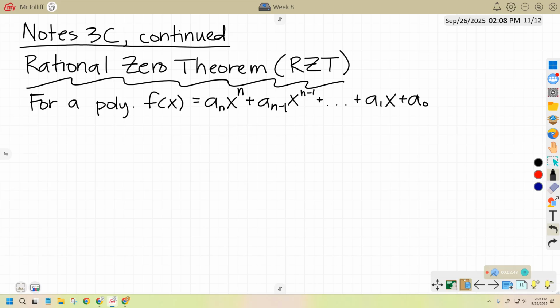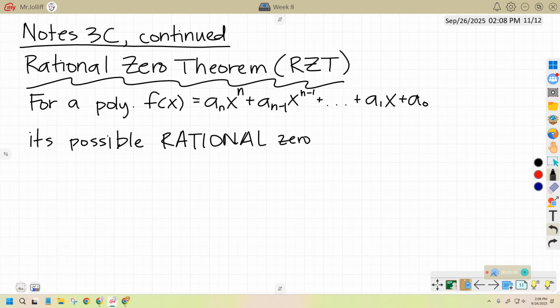For a polynomial f of x, possible rational zeros all have the same form, which is nice because that makes it easy to predict. (That is not how you spell possible.)